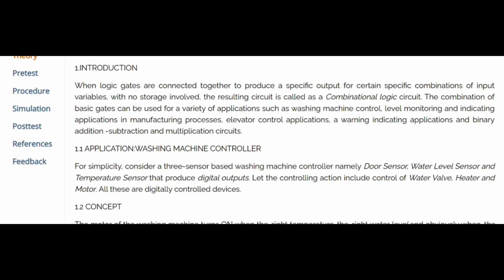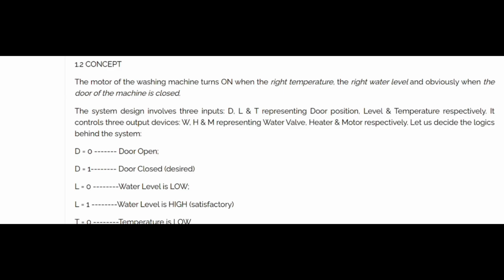Now we're going to see the application of a washing machine controller. There are three sensors on which a washing machine controller is based, namely the door sensor, water level sensor, and temperature sensor, which produce digital outputs. The controlling action includes the control of the water valve, heater, and the motor. All these are digitally controlled by a device. The concept is that the motor of a washing machine turns on when the temperature and the water level are right, and obviously when the door of the machine is closed.